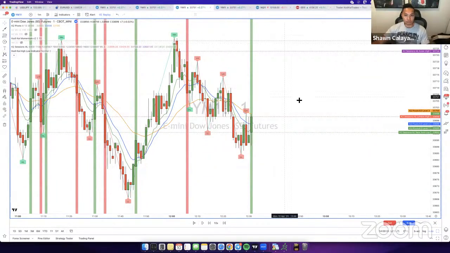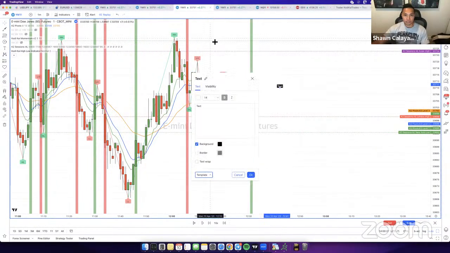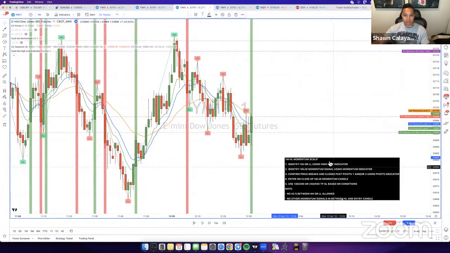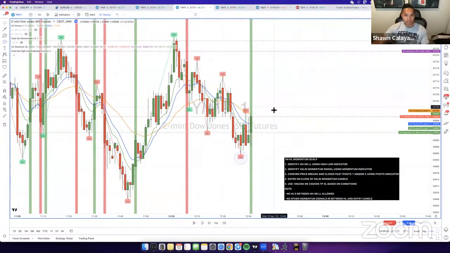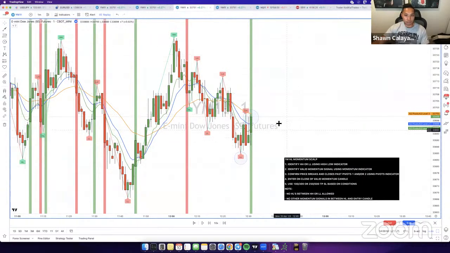I'll put the criteria for the strategy right here. This is the high-low momentum scalp. First requirement is to identify the higher high or lower low. For this one right here, actually, now that I'm looking back at it, there's no entry here because there's a high low in between. We did have a lower low right here. We had a buy signal right here, a broken close past the pivots, but not one that we would take because there's a lower high right here in between. With that said, let's just move back to the next one.